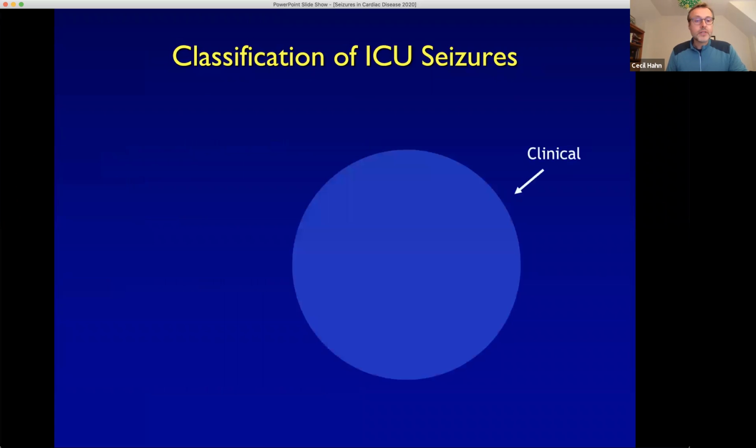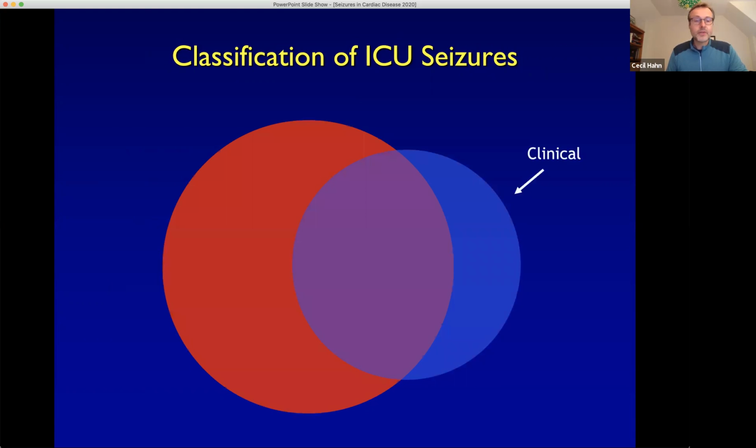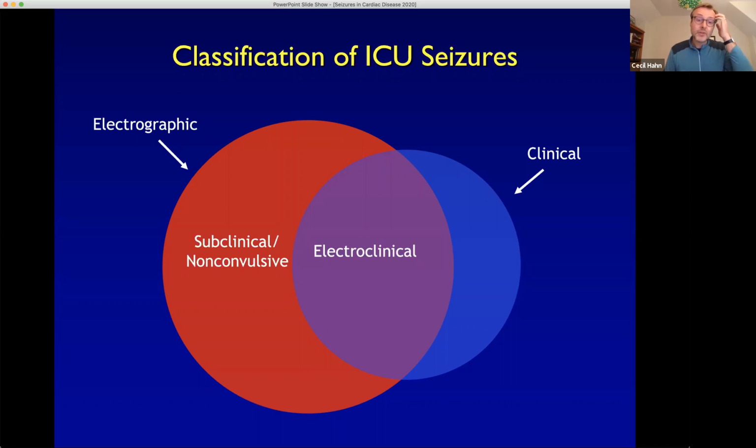We think of seizures in different categories. There's clinical seizures that you can see with your eyes. They can take various forms, which we'll talk about. And then there's electrographic seizures, which we can detect on the EEG. You'll notice the red circle is bigger and they only partially overlap. Where they overlap is called electroclinical seizures. And then there's this large group of subclinical, non-convulsive, other terms are silent or occult seizures that make up the majority of seizures in the ICU setting.